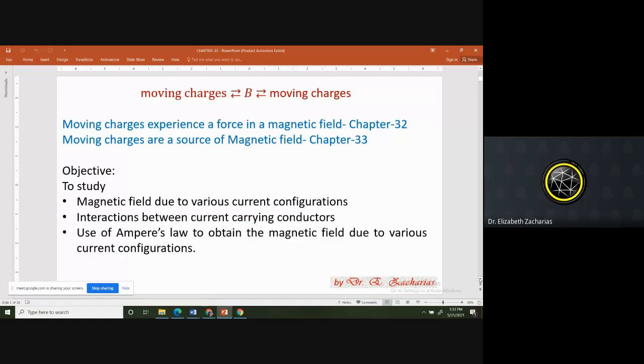Okay, so whatever I have said is already summed up here. So moving charges can be a source of magnetic field. Moving charges can be affected by magnetic field, which means two sets of moving charges can influence each other. So that's the reason why two current carrying conductors can either experience an attractive force or a repulsive force, depending on whether the currents are parallel or anti-parallel. It comes from here. Okay, so the objective I've already explained. So I think we can move to the next slide.